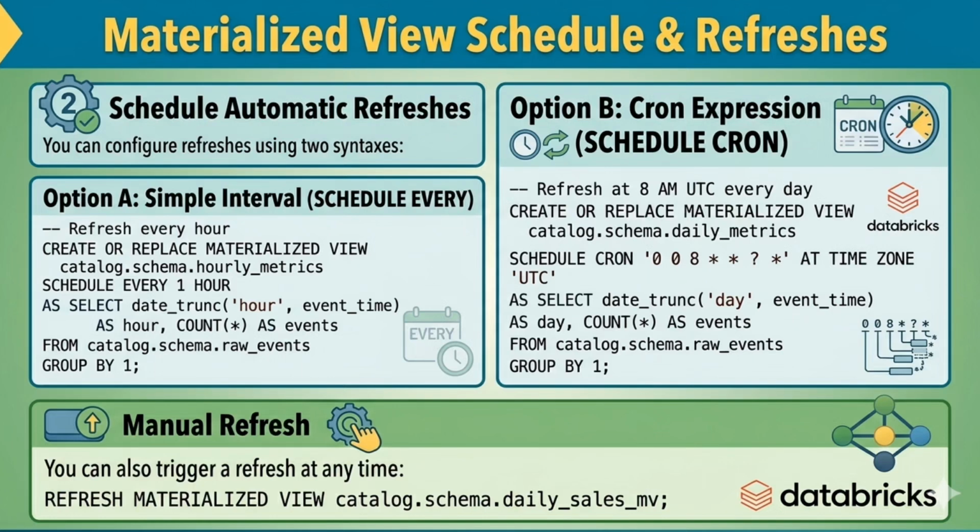from catalog.schema.raw_events GROUP BY 1. This setup refreshes your materialized view every single hour, keeping your data up to date with minimal effort.